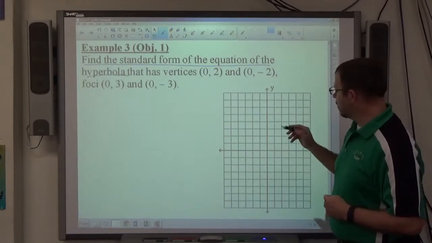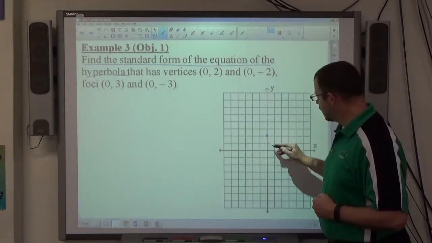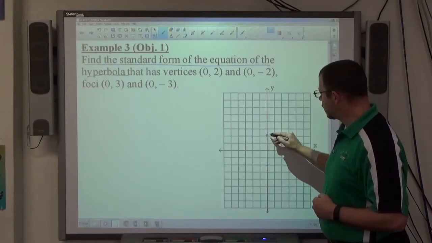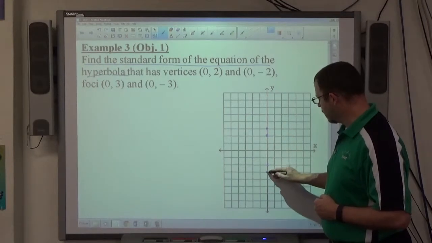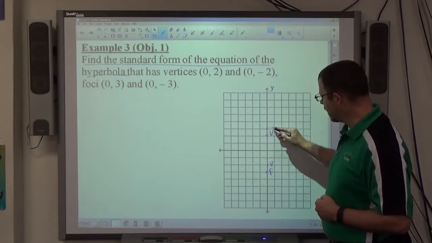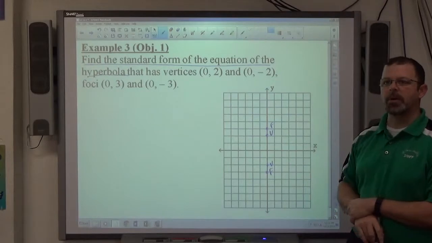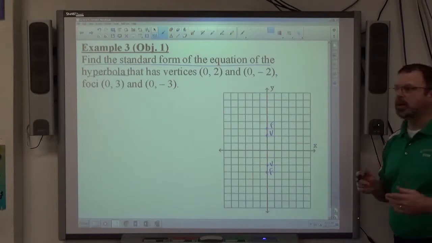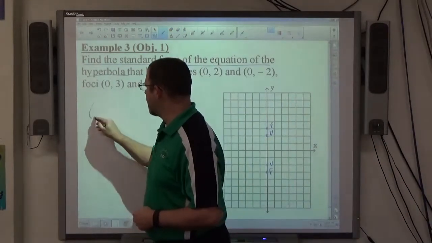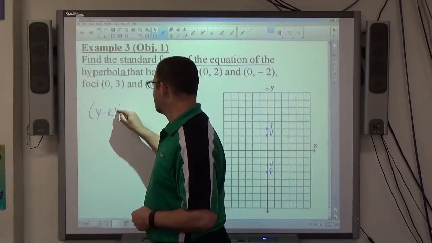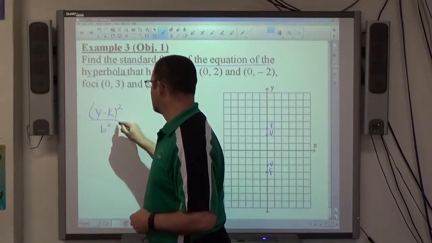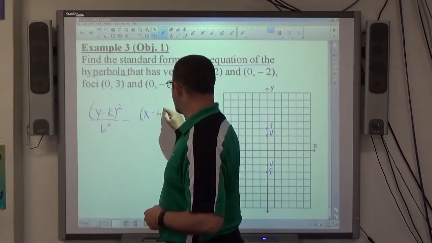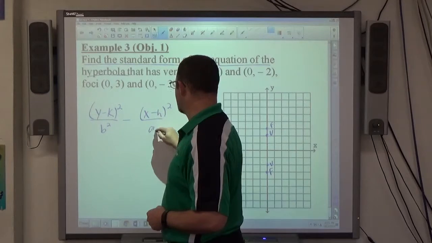So if I plot what they give me: (0, 2) vertex, (0, -2) vertex, (0, 3) focus, (0, -3) focus, and I put an F and a V and a V and an F. So identify what they are on my graph. I can see since the foci and the vertices are vertically positioned, it's going to be an up and down hyperbola. That tells me immediately there's going to be (y - k)² over b² minus (x - h)² over a² is equal to 1.